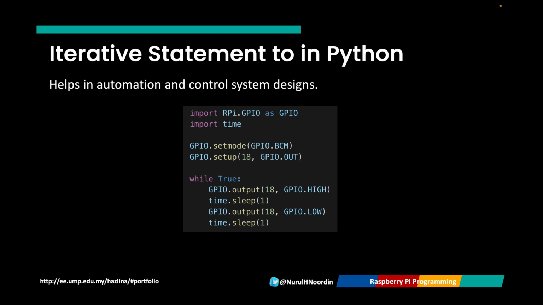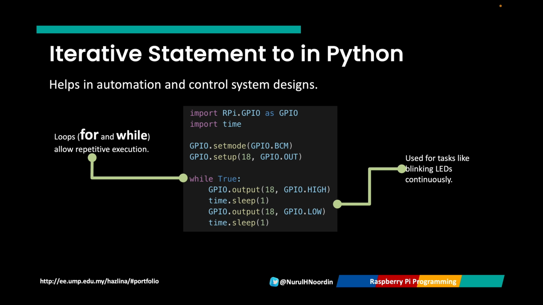Loops help us execute tasks repeatedly. In this example, we will blink an LED in an infinite loop, making it turn on and off at 1-second intervals. Loops are essential for automation and real-time systems such as traffic light controllers and sensor-based alerts.